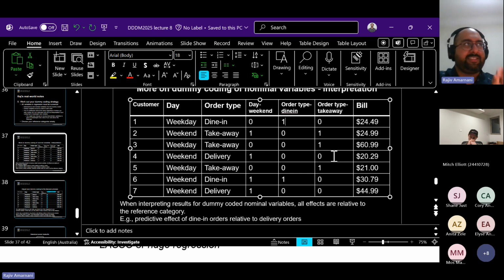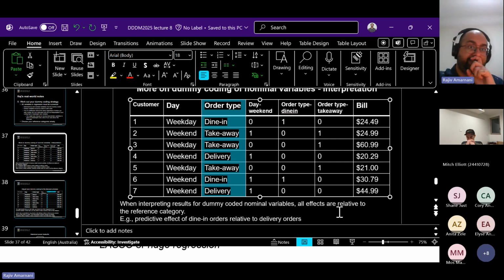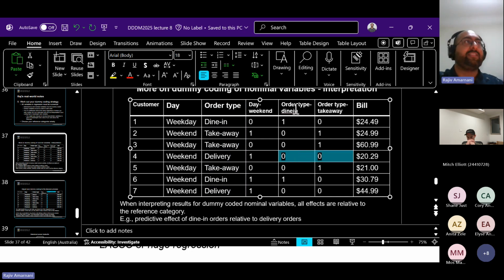Why? Because then these 3 variables, dine-in, takeaway, and delivery, would be overlapping. They would overlap in the information they show. Even if I removed this, you would be able to work out which of the customers did delivery. They're the ones that are 0, 0. If they were not dine-in and not takeaway, and there's no other option, they must be delivery.